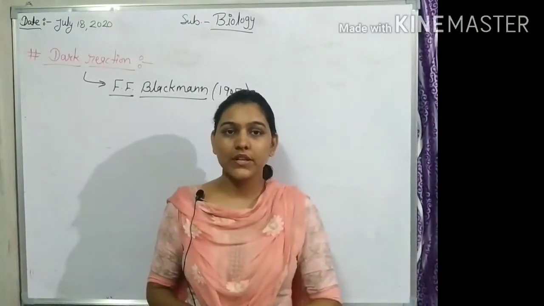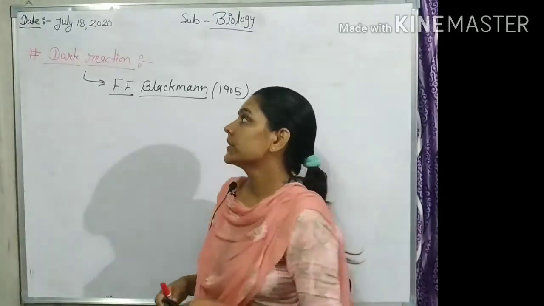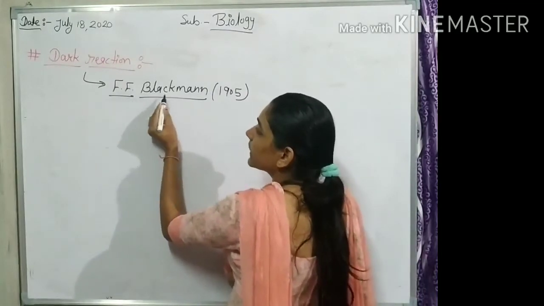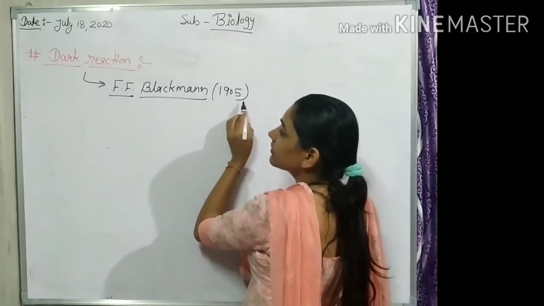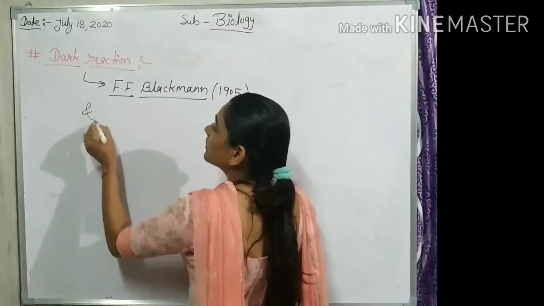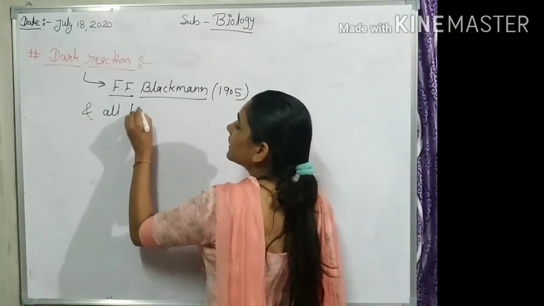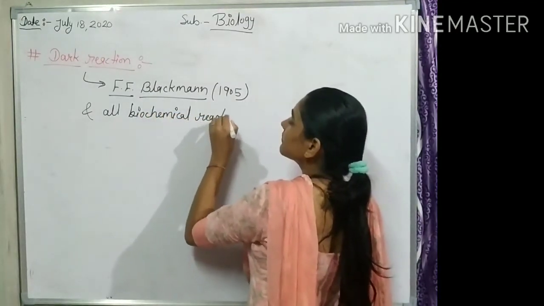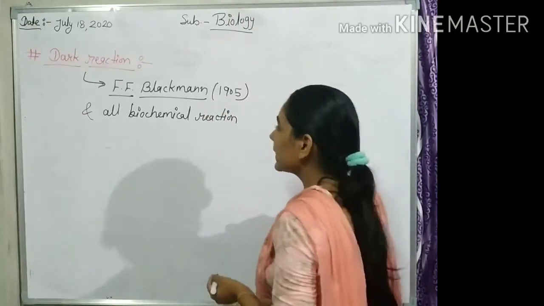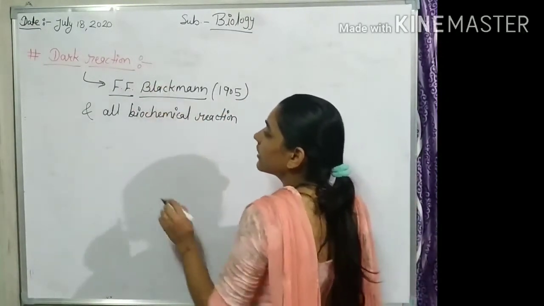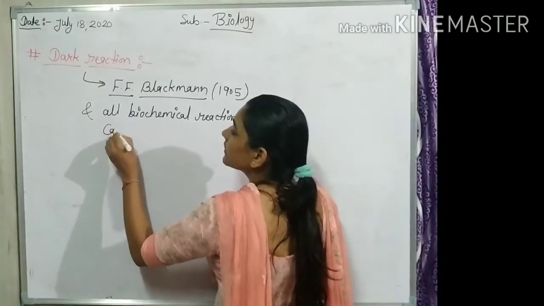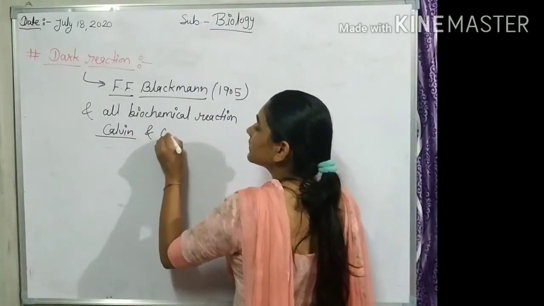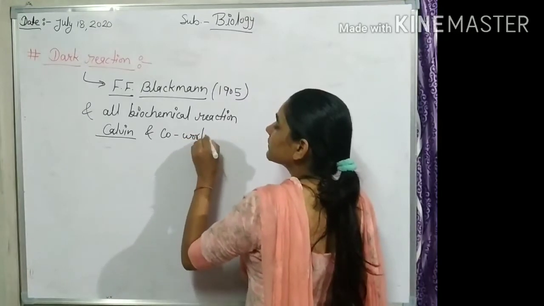Good morning students. Today we are going to talk about the dark reaction. This reaction was discovered by F. F. Blackman, a scientist, in 1905, and all the biochemical reactions taking place during this phase were worked out by Calvin, a scientist, and his co-workers.